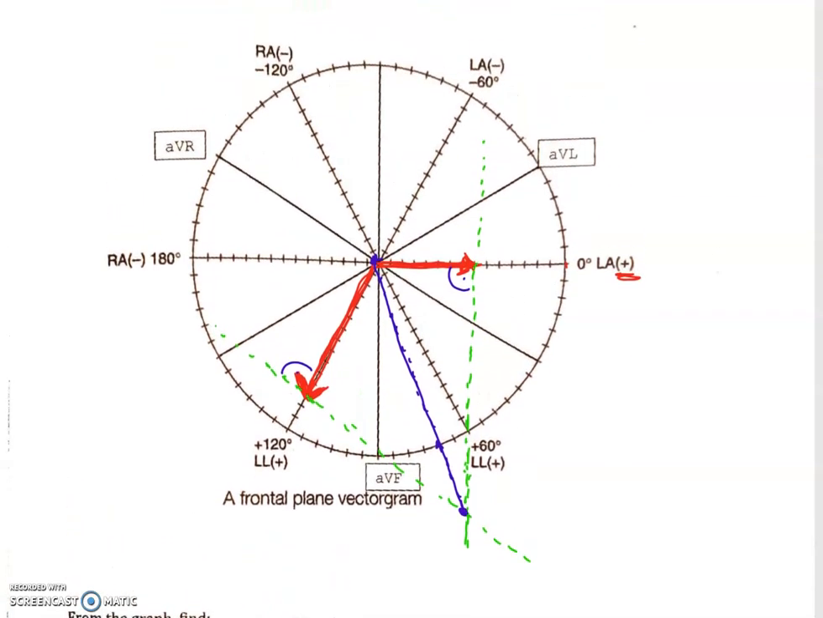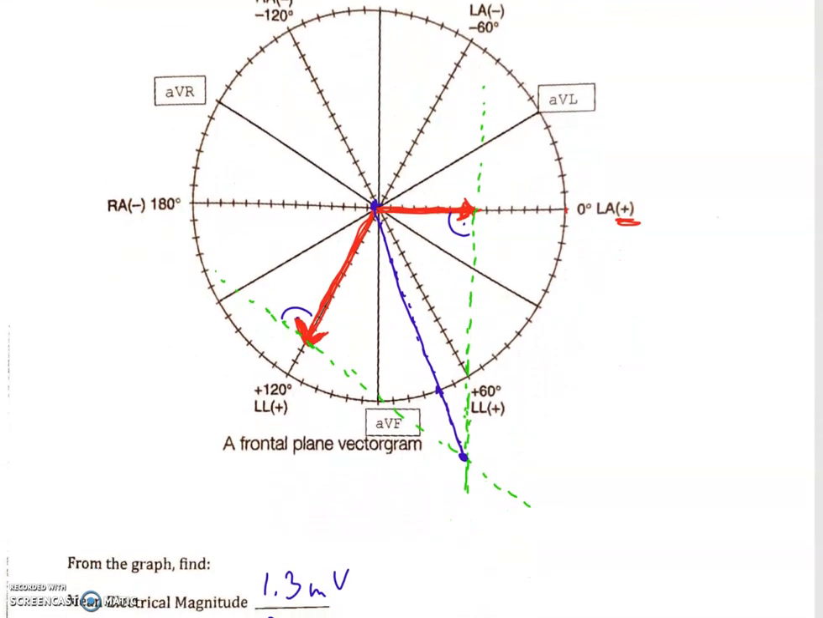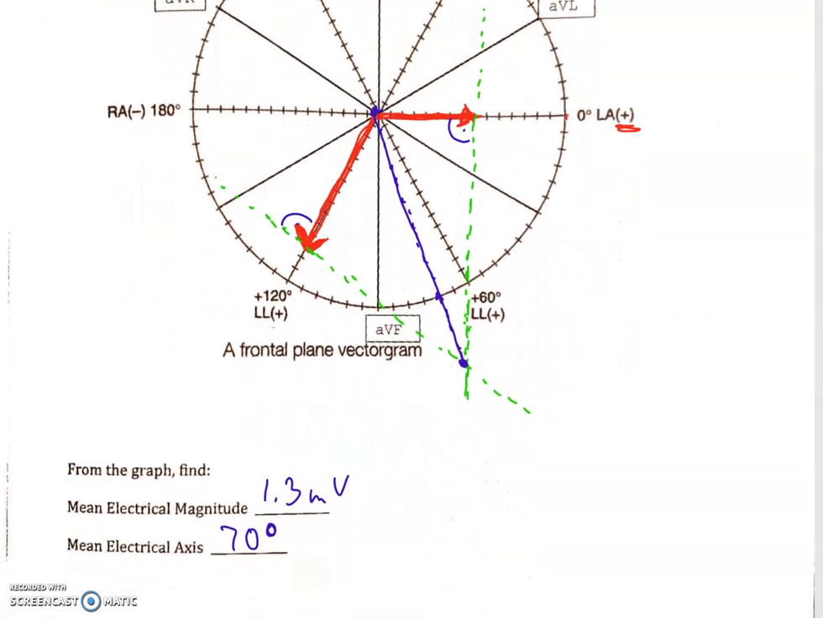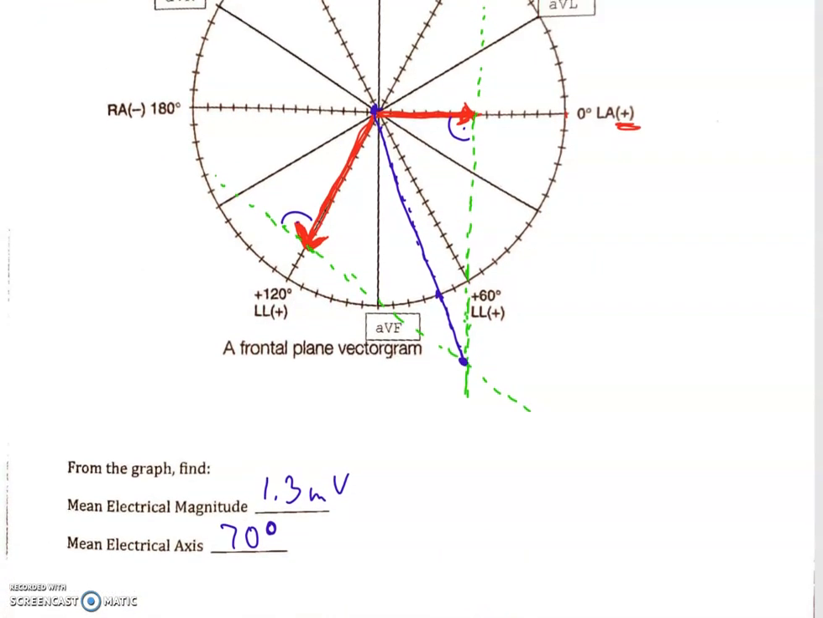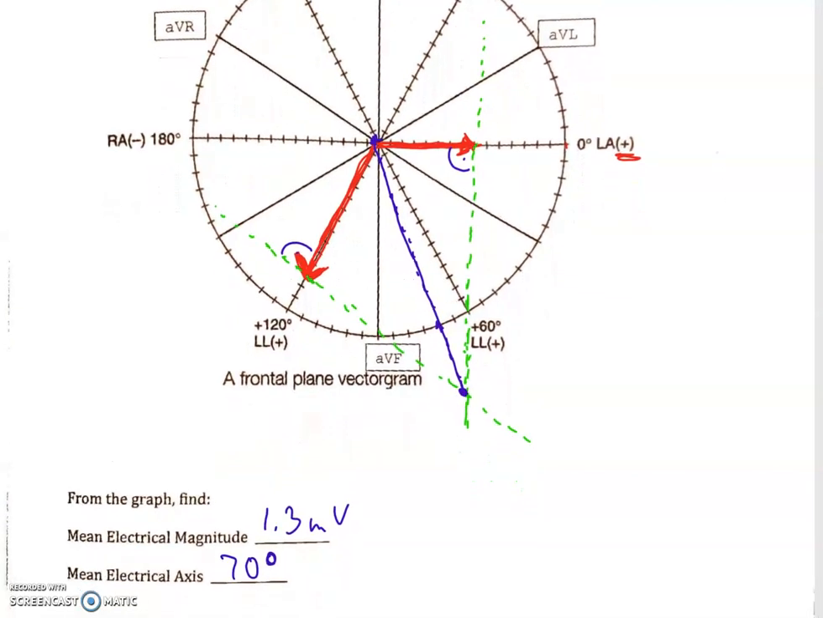So this is how you find your mean electric axis and the magnitude of it. The axis is interesting because it tells you pretty much anatomically which way the heart is sitting in the chest cavity, because the mean electric axis pretty much resembles the path of the interventricular septum, where most of the electric activity goes down.